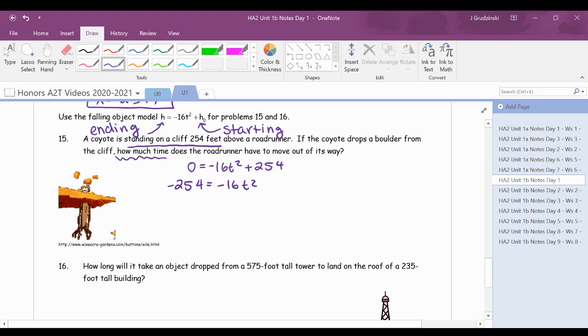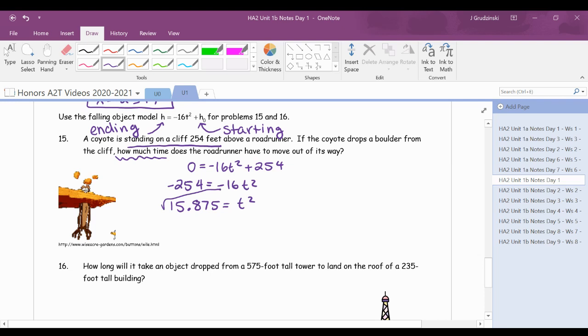Then in your calculator, you can do negative 254 divided by negative 16, which is going to give you 15.875. And for problems like this, it's okay to use decimals because if we're talking about seconds, it makes more sense to give our answer with decimals. Like people don't usually say, oh, you did this in 15 and like 7/8 seconds. No, you would use a decimal. So that's how we're going to answer these questions.